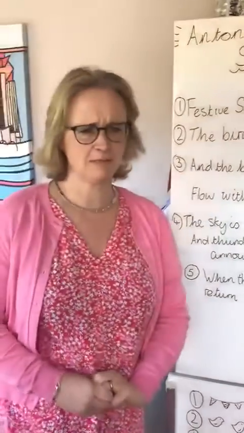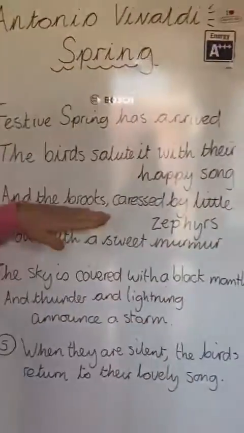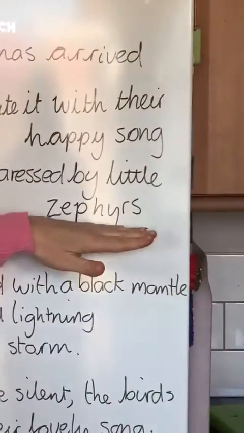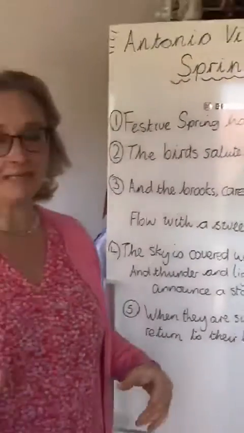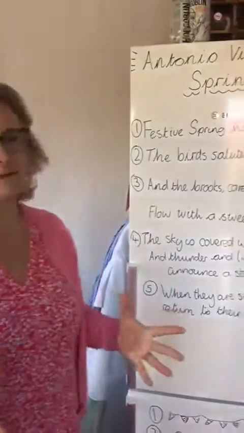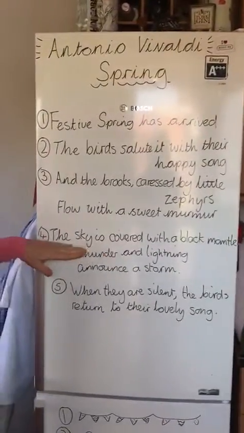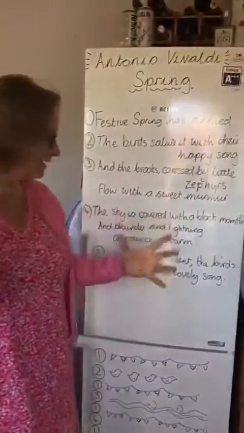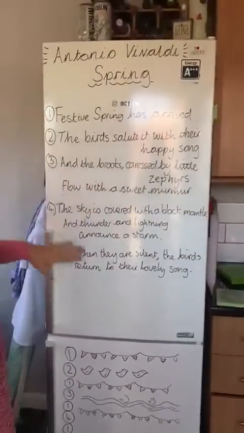So there's a few tricky words there, aren't there? Let's just look at this. Brooks, they're like streams or little rivers. A zephyr is a brilliant word for a light breeze. So a little bit of wind, but not a nice warm wind. In here, there's a brilliant metaphor, isn't there? The sky is covered with a black mantle. A mantle is like a cloak. So he's saying, oh, the sky, suddenly the sun is covered by dark clouds because a thunderstorm is coming.